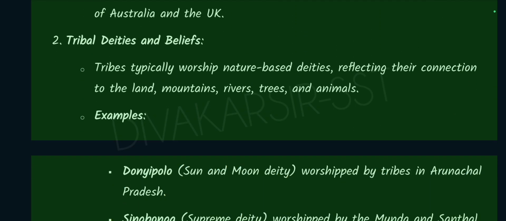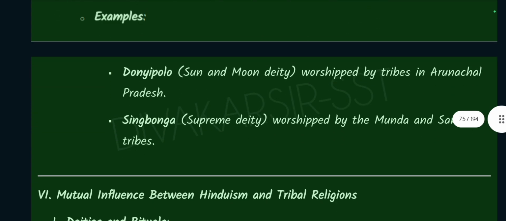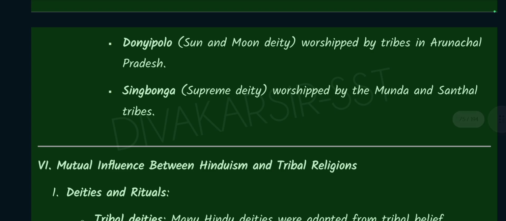Tribal deities and beliefs. Tribes typically worship nature based deities, reflecting their connection to the land, mountains, rivers, trees, and animals. Examples: Doni Polo, sun and moon deity, worshipped by the tribes in Arunachal Pradesh. Singbonga, supreme deity, worshipped by the Munda and Santhal tribes.